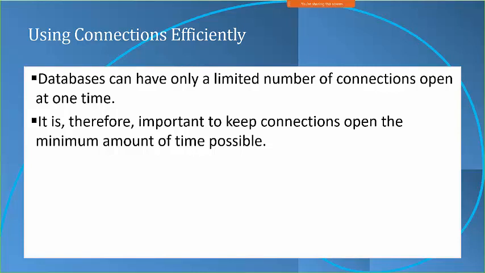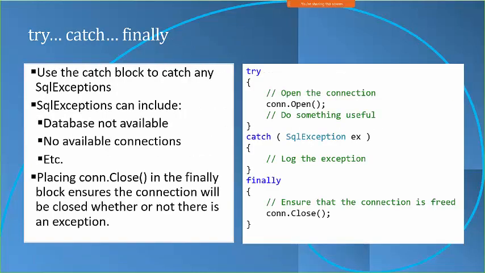Databases can only have a limited number of connections open at one time. It's therefore important to keep those connections open for the minimum time possible. So in a lot of languages, we do that with a try and finally. And so if you're doing that, it's not unusual to put opening your connections and doing all your data work in a try block.